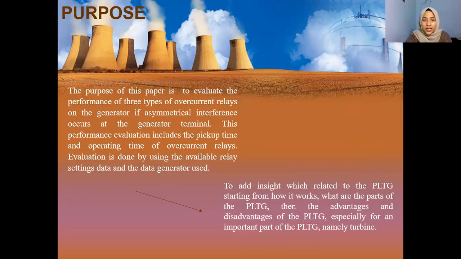And then purpose. The purpose of this paper is to evaluate the performance of three types of overcurrent relay of the generator if asymmetrical interference occurs at the generator terminal. This performance evaluation includes the pickup time and operating time of the overcurrent relay. Evaluation is done by using the available relay setting data and the generator data used. And then, to add insight related to the PLTG, starting from how it works, what the parts of the PLTG are, then the advantages and disadvantages of the PLTG, especially for our important part of the PLTG, namely the turbine.